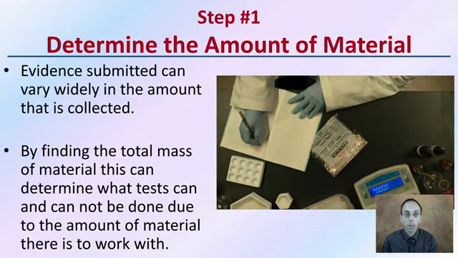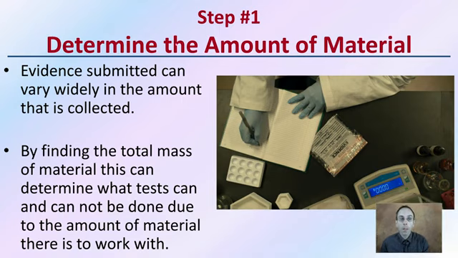So step one is to determine the amount of material. More is not necessarily always better. Evidence submitted can vary widely in the amount that's collected. So by finding the total mass of the material, this can determine what tests can and cannot be done due to the amount of material there is to work with. Where in doubt, try to collect as much as you can within reason, because that may limit the amount of steps that can be done or procedures carried out.